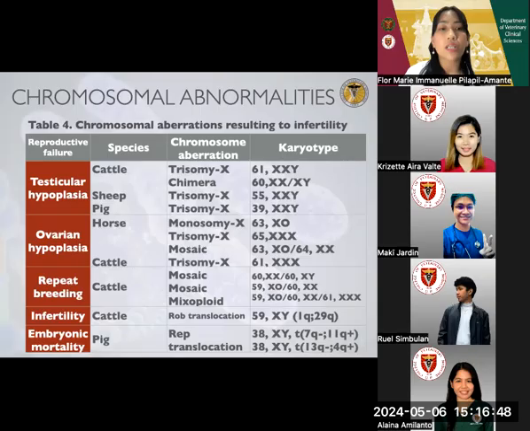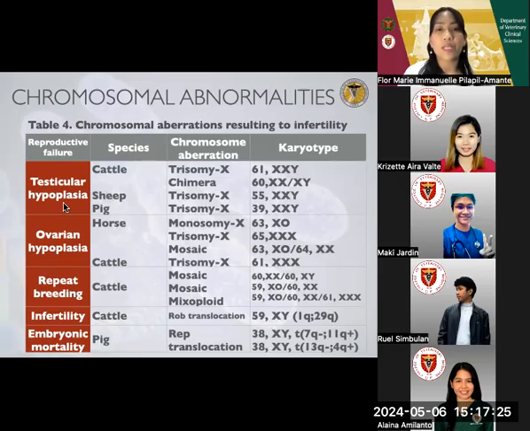Furthermore, these are the external manifestations resulting in infertility. For testicular hypoplasia, which can be evident in cattle, sheep, and the pig, these are your chromosomal aberrations that would cause that, and then the respective karyotype. For cattle, trisomy, meaning one X in addition to the normal, is why the total number of chromosomes is now 61. This should be male, but then we have the extra X here, and that leads to testicular hypoplasia.